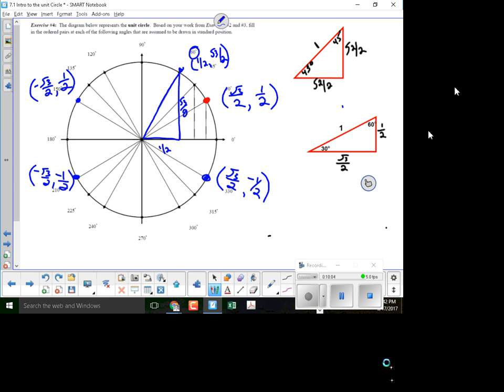Okay? Now a little less help. I want to see you do this angle, and that angle. Get me the coordinates for all those. Go ahead and give it a shot.